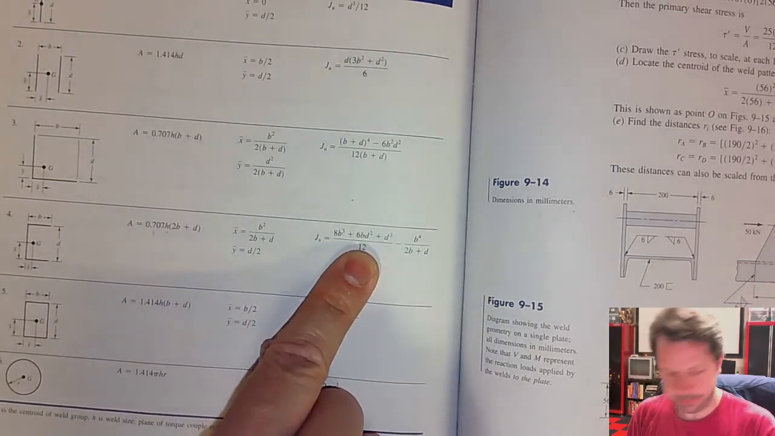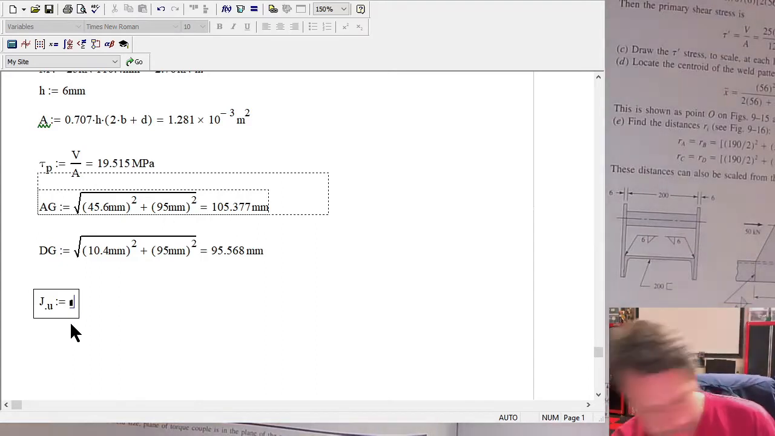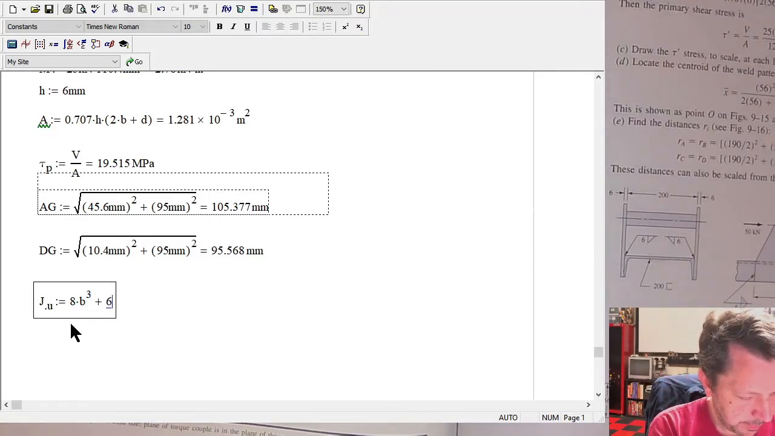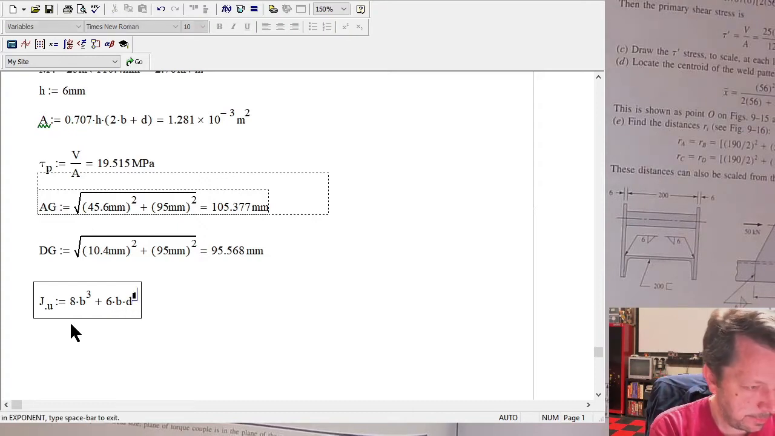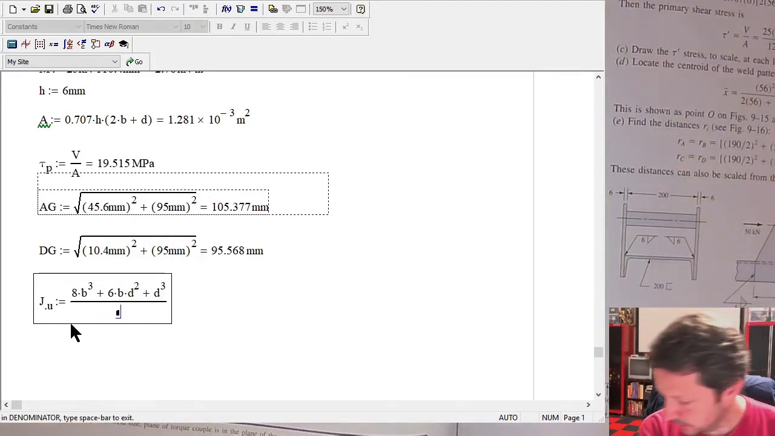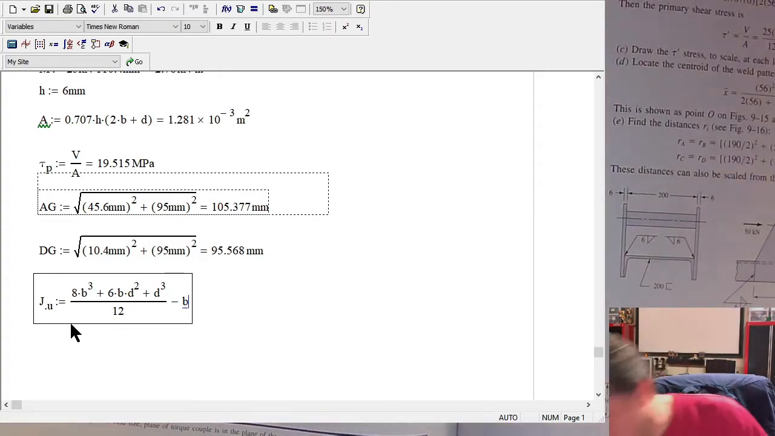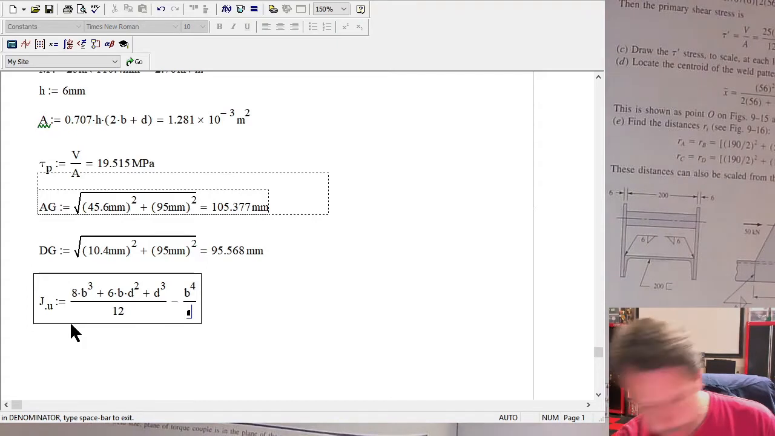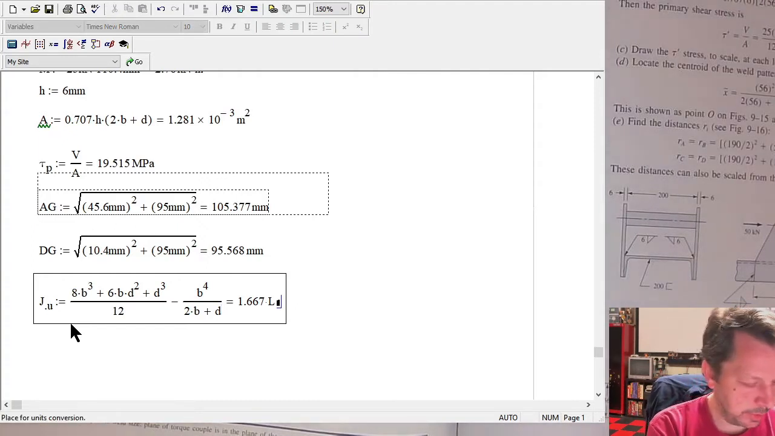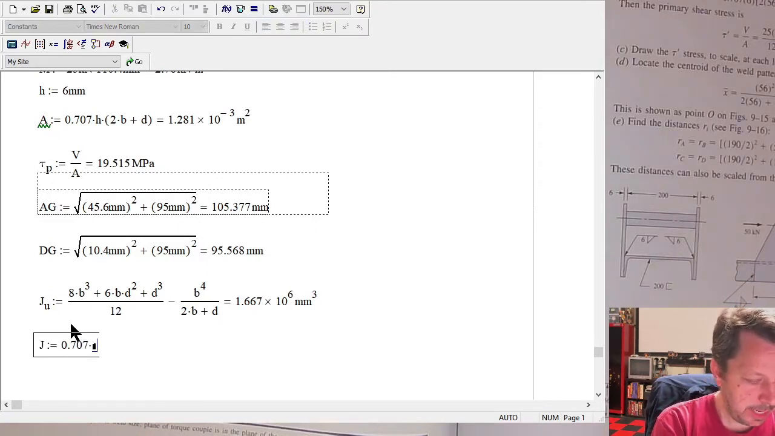So let's put this equation into Mathcad. JU is equal to 8 times B cubed plus 6 times B times D squared plus D cubed, all of that divided by 12, and from all of that you subtract B to the 4th over 2B plus D. It comes out in liters, but we're going to change that to millimeters cubed. And then to get J, we multiply 0.707 times H times JU.